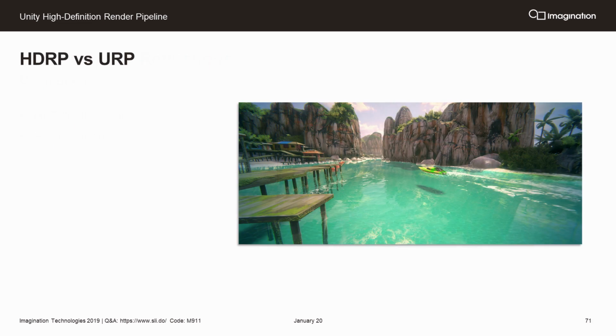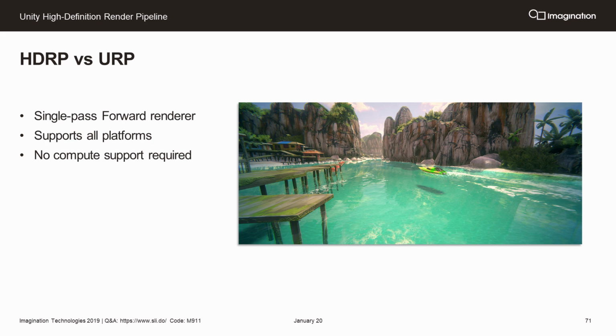Now we can move on to our final section, which is a brief look at the universal render pipeline compared to our HD pipeline. First off, the universal pipeline only features a single pass forward renderer, whereas the HD pipeline has a deferred renderer and a forward renderer. And the universal pipeline also supports a wide range of platforms, including OpenGL ES 2-level mobile devices, which leads us to have no support for compute, whereas the HD pipeline is mostly compute-driven.